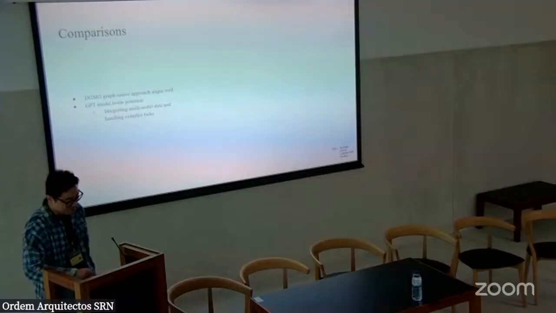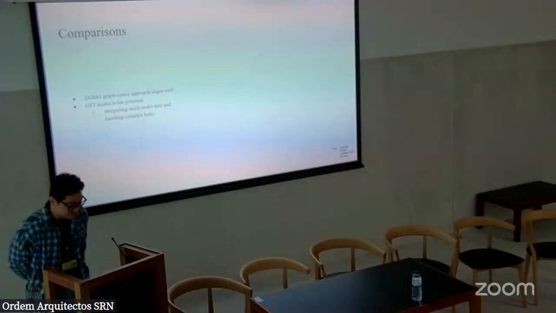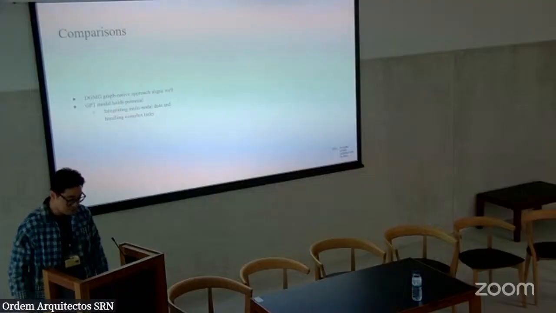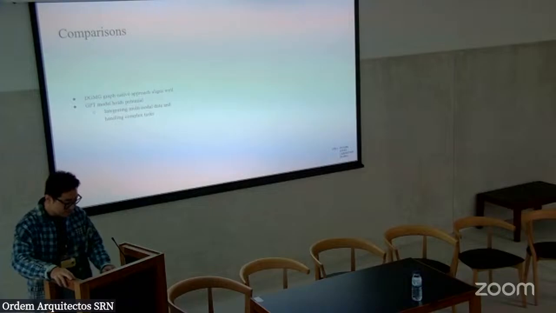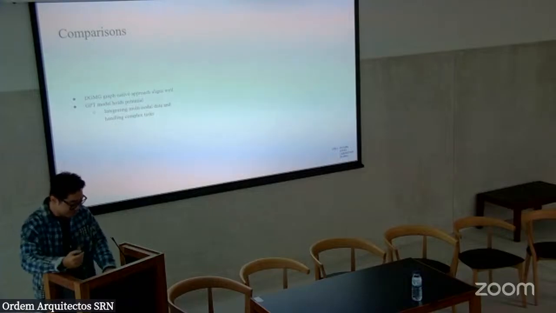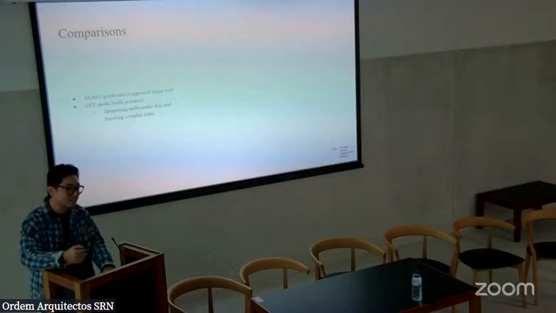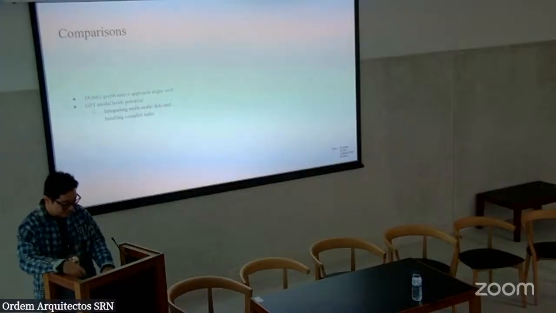Comparing between the two models, DGMG's graph native approach fits pretty well with architectural layouts. It integrates easily with architectural data and produces structurally coherent design. This is somewhat like how architects think, they design iteratively, right? So it has a lot of potential in that.